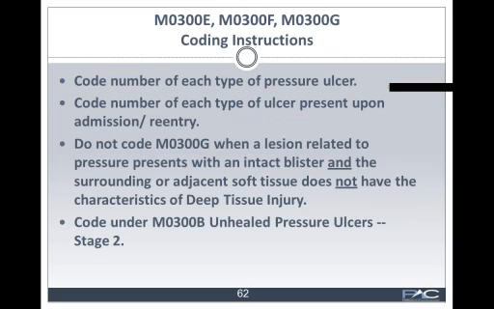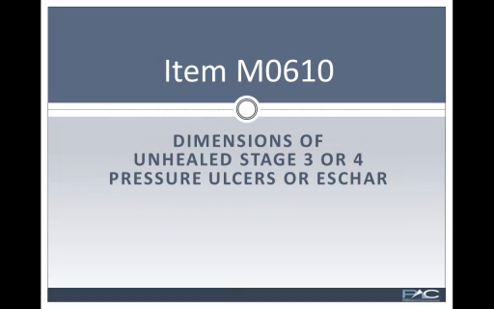Okay, so for all three of these areas, again, you're just going to code each type of pressure ulcer, code the number of each type of pressure ulcer present upon admission re-entry. Do not code when a lesion related to pressure presents as an intact blister and the surrounding or adjacent soft tissue does not have the characteristics of SCTI. So again, you just need to be very careful to differentiate between those. That may be more likely to be coded as a stage 2.